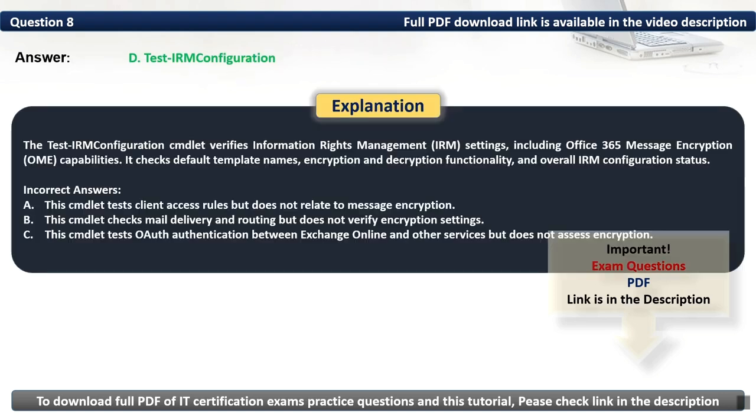The Test-IRMConfiguration cmdlet verifies information rights management settings, including Office 365 message encryption capabilities. It checks default template names, encryption and decryption functionality, and overall IRM configuration status.